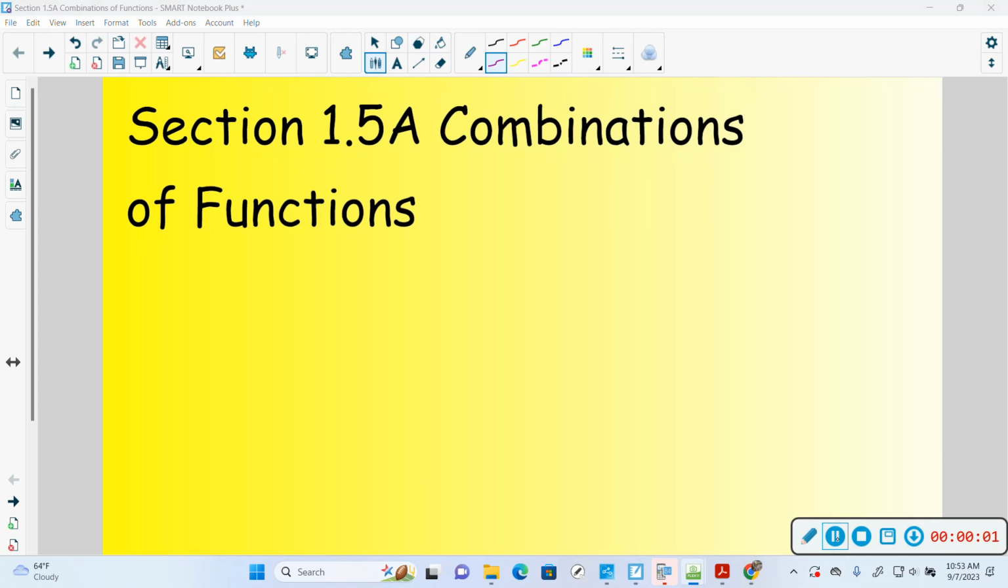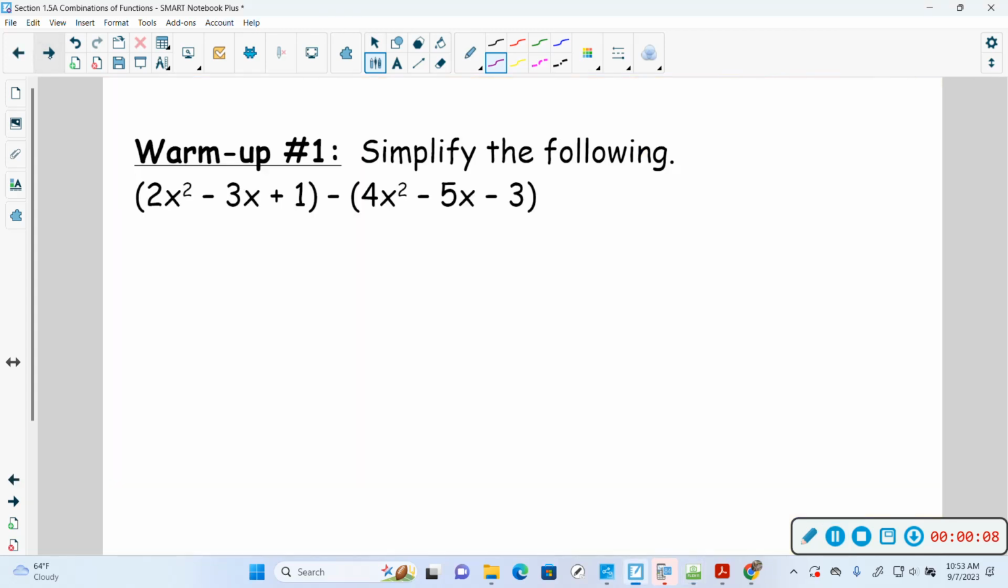Combination of functions, like I said, it sounds fancy, it really is not. Adding, subtracting, multiply, divide are the keys today. So, this is kind of what you're going to be doing today. This is a good example of subtracting two functions.